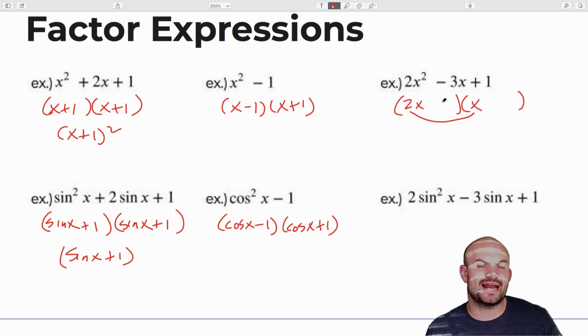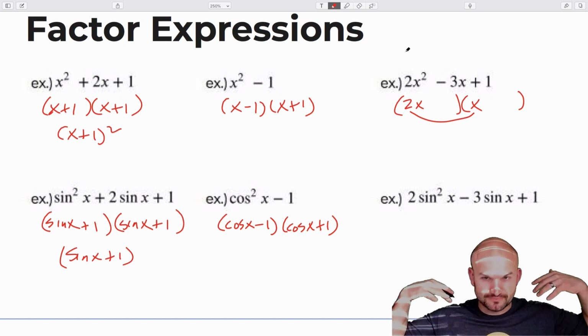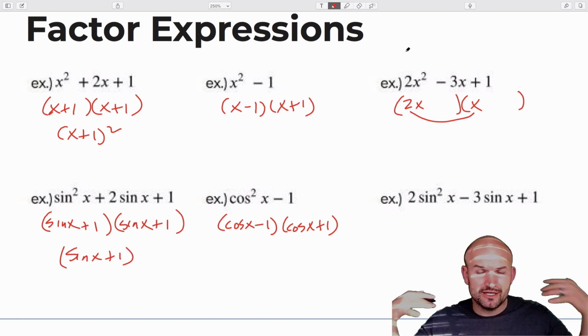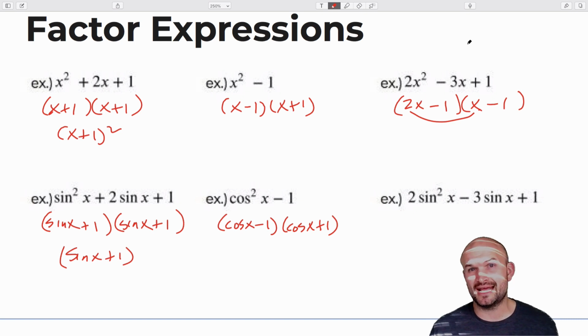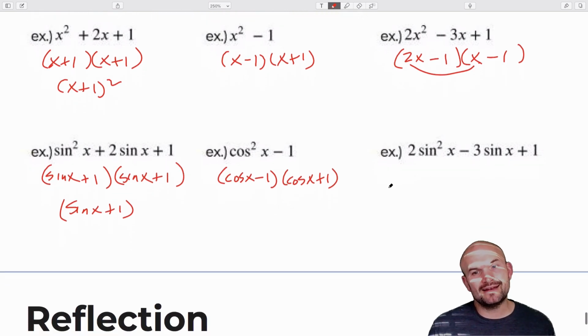The next two terms are going to multiply to give me a 1. So that is going to be 1 times 1 or negative 1 times negative 1. But the inner and the outer are going to add to give me a negative 3. Well, therefore, since these two are positive, that means these two have to be negative. So I really have no other choice. It has to be 2x minus 1 and x minus 1. There's no other possibility. And again, if you get stuck, try it, and then multiply it out and see if it works.